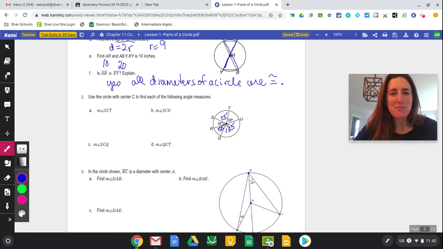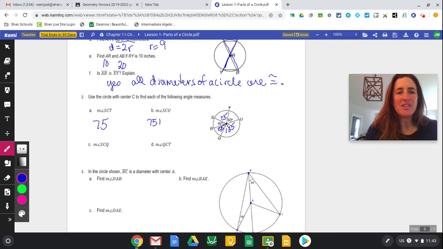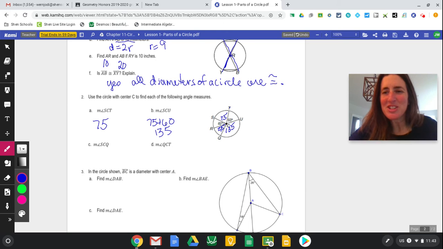Okay, so ready? Here we go. We want to find angle SCT. Whoa, I did that already. SCT, 75. Angle SCU, 75 plus 60. Going to add those together, and I got 135. That was fun because it's vertical. No, it's not. Just kidding.